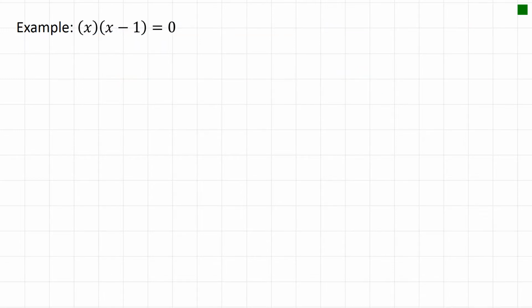Here's an example of two things multiplied by each other. I have x times x minus 1, and these two things multiplied together equals 0. And what we just saw from the zero product property is either that x is equal to 0, or, let me write the or, the other item there, x minus 1 is equal to 0.